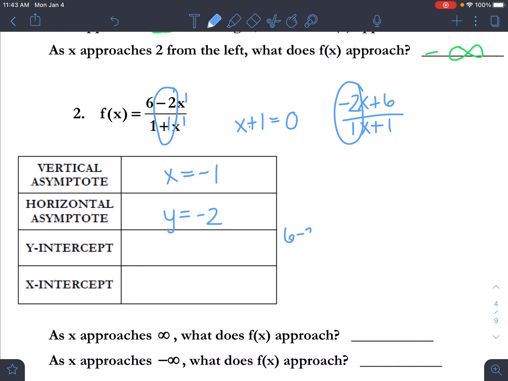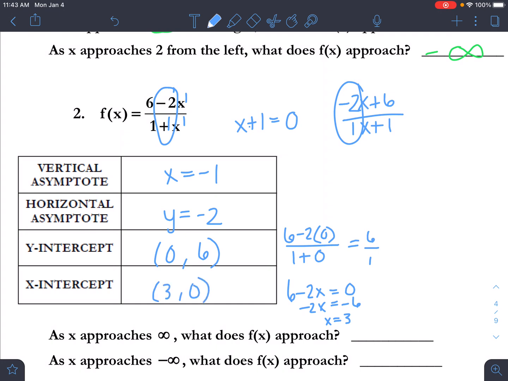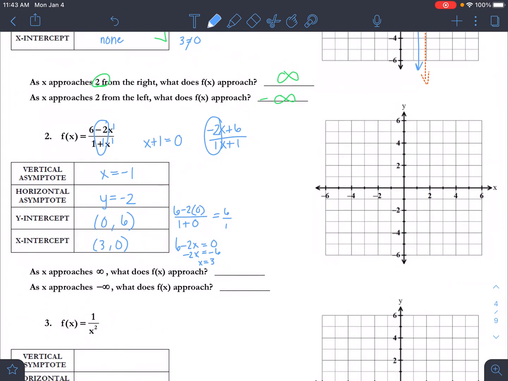Okay. Y-intercept is when you set x to 0. 6 minus 0 over 1 plus 0 is 6 over 1. So 0, 6. And your x-intercept is when you set the numerator to 0. When is the numerator 0? When x is 3. Okay. So, pause if you need to. You've got those four things.